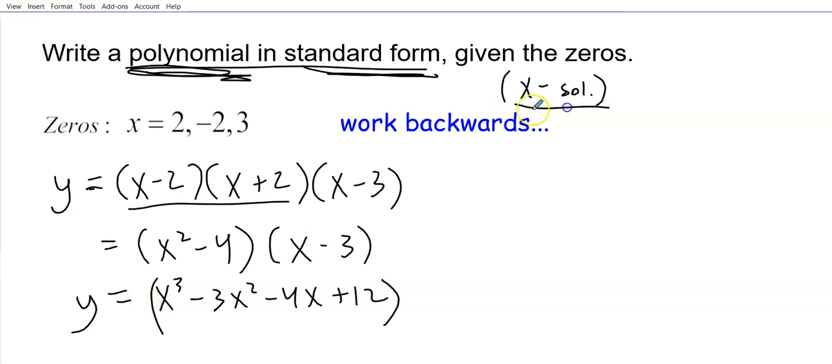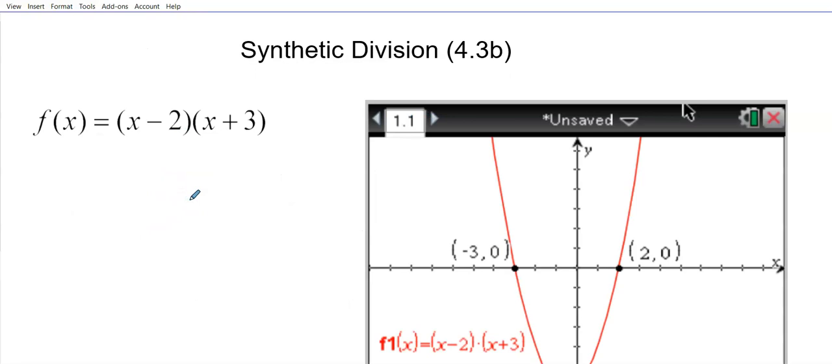It's always just x minus the solution. So if your solution is 2, your factor is x minus 2, and you just multiply it out. Okay, so now we're on to synthetic division. Again, getting back to what we just did, if the solutions are at 2 and negative 3, the factors are x plus 3 and x minus 2, right?